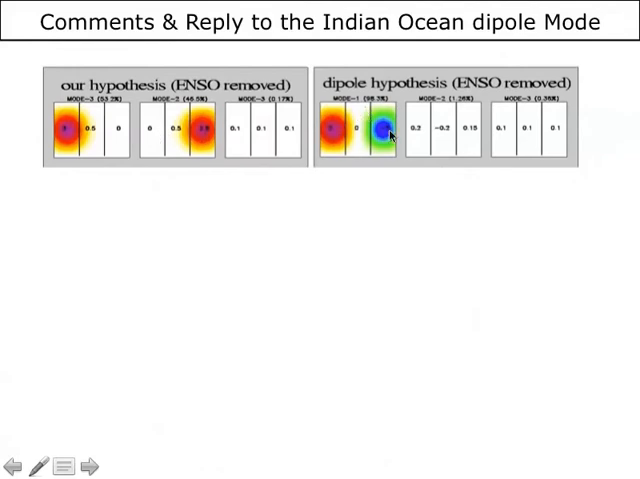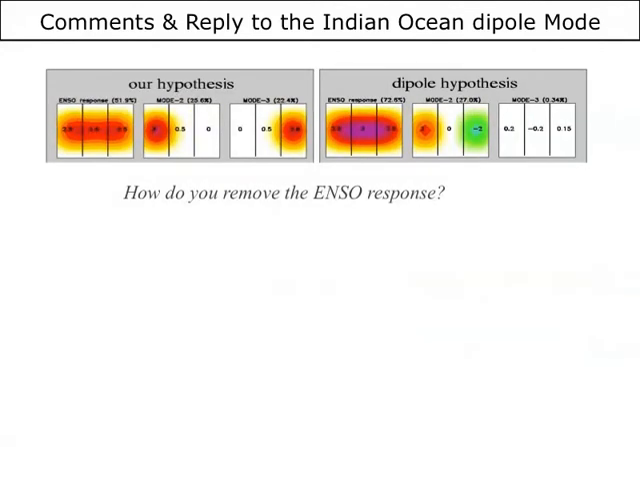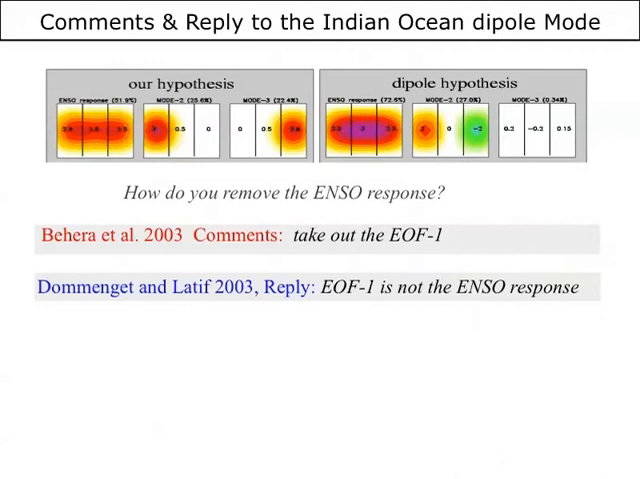So what you really have to do is find a way to get rid of ENSO. If you can remove ENSO out of the Indian Ocean, then if my hypothesis is true, you would see that the left part of the Indian Ocean would be uncorrelated to the right, and the right part would be uncorrelated to the left. And if the hypothesis of the dipole is true, then you would see the Indian Ocean dipole as EOF number 1. So things would be different if you could remove ENSO.